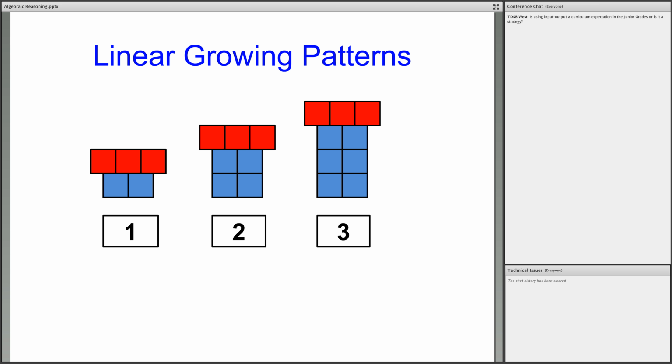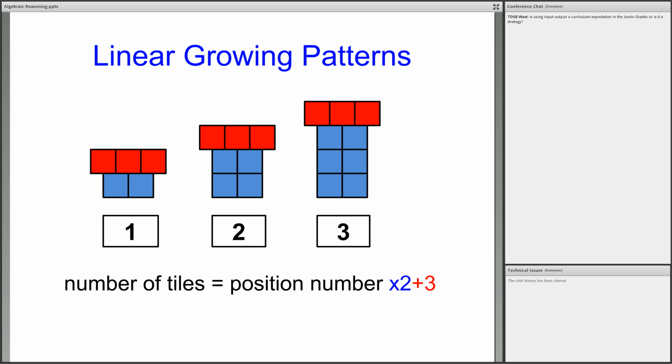And by asking for those next, near, and far predictions, so the 4th, the 10th, the 100th position, that's what stops kids from just thinking about adding 2 each time and gets them thinking about the relationship between the position number and the number of tiles. So for this rule, because we're using tiles and position numbers, the rule is the number of tiles is equal to the position number times 2 plus 3.